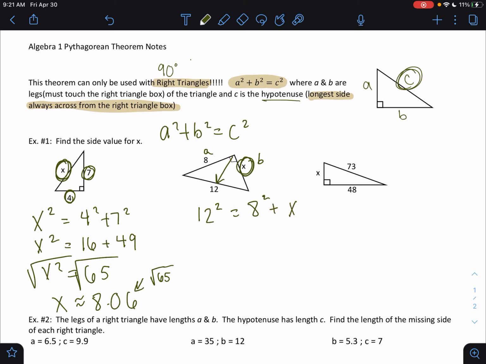And you can also change out the letters. You can do x squared, which is what is on the picture, or you can use the letters a and b. So we'll start by doing 12 squared. Again, use your calculator. It's 144. And then 8 squared is 64.